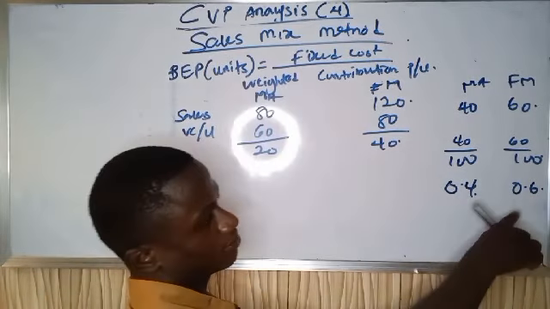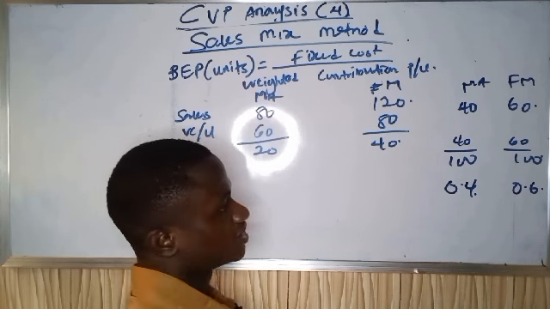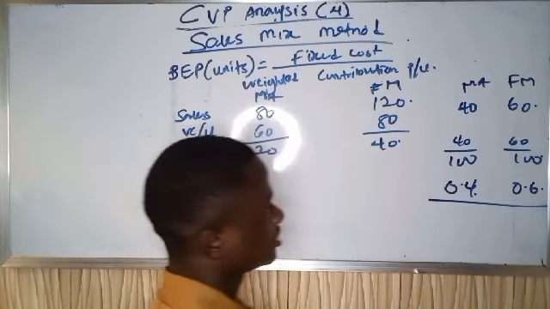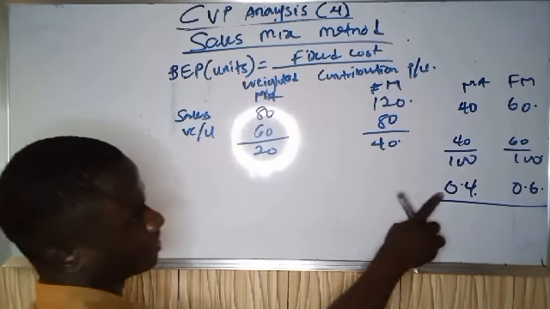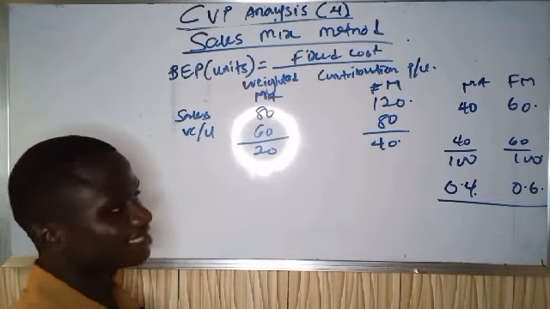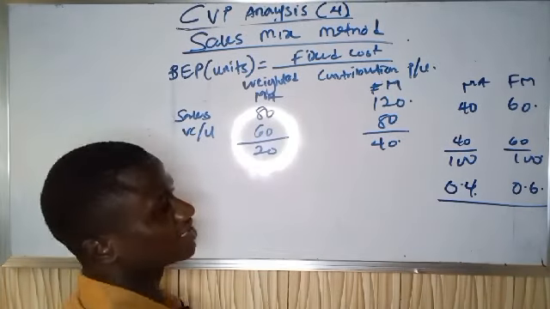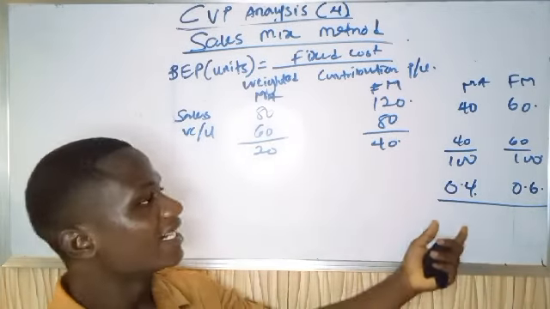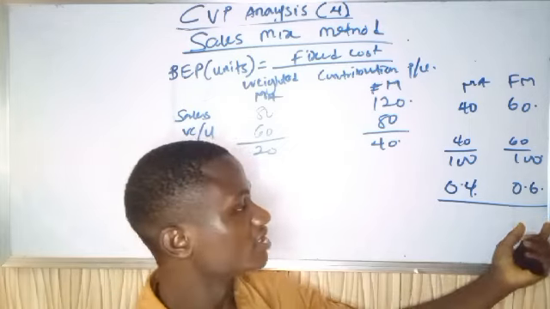60 divided by the total, and you get 0.4. And so this is how you treat your sales mix. Now, for MA, the sales mix is given as 0.4, and for FM the sales mix is 0.6.